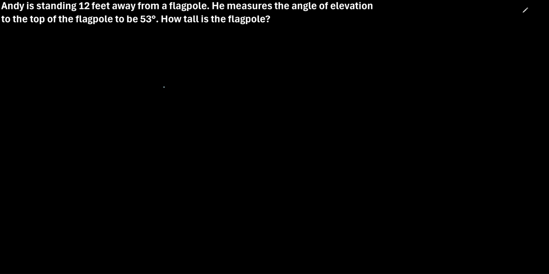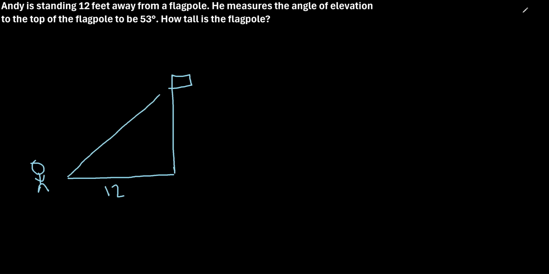So let's draw the situation here. Let's say we have this flagpole. Andy is standing 12 feet away. So here's Andy over here. He's 12 feet from the flagpole. And it says he measures the angle of elevation to the top of the flagpole. So from here, this angle to the top of the flagpole, he says, is 53 degrees. We want to figure out how tall is this flagpole. So let's call this H. What is H? How tall is this flagpole?